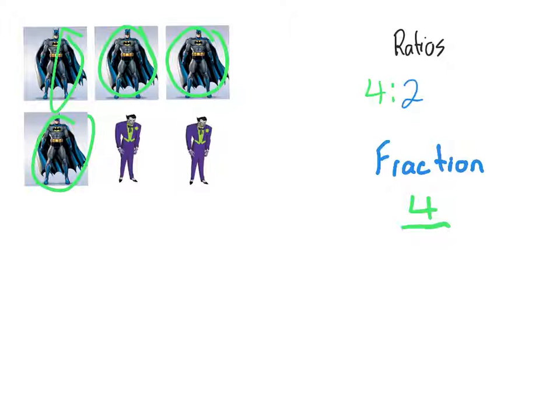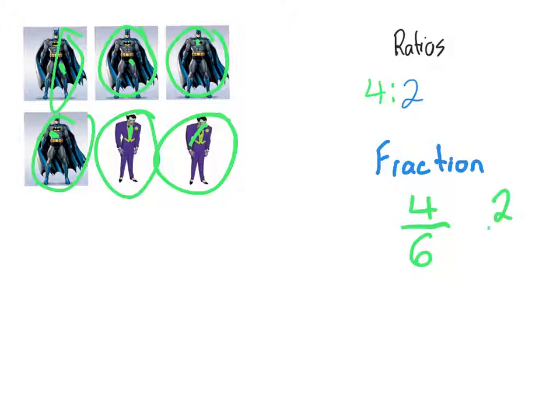And then I'd count how many people there are in Gotham. So we already have 1, 2, 3, 4 Batmen. But then we also have 2 Jokers. So it's 1, 2, 3, 4, 5, 6. So my fraction is 4 over 6. That's the fraction of Batmans who live in Gotham. If I did the fraction of Jokers that live in Gotham, my fraction would be 2 over 6 because there's 2 Jokers and there's a total of 6 people in this picture.